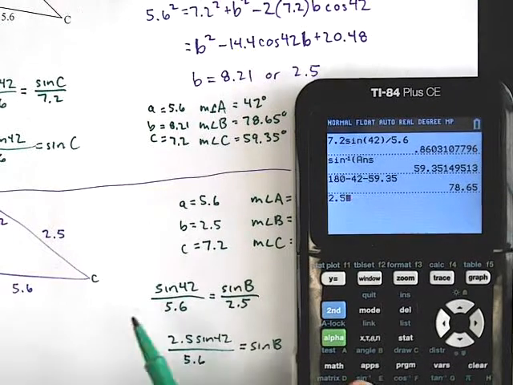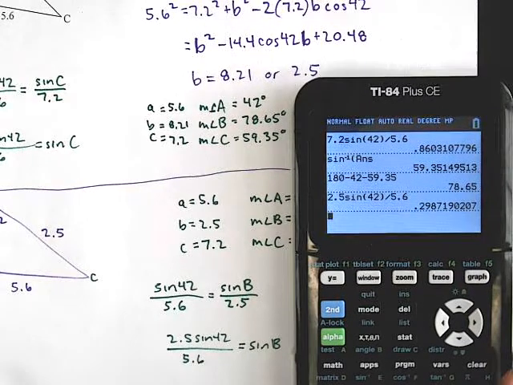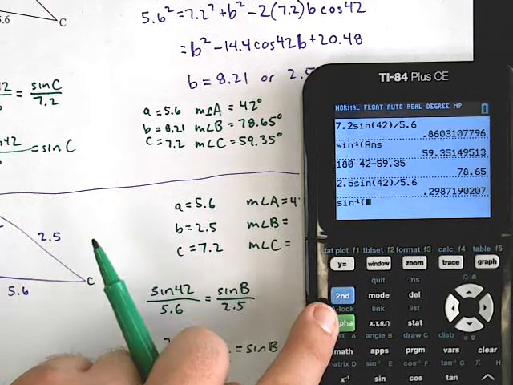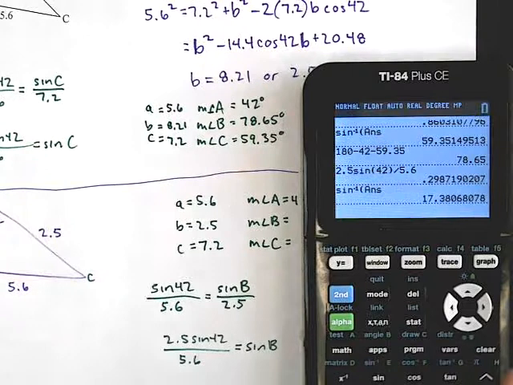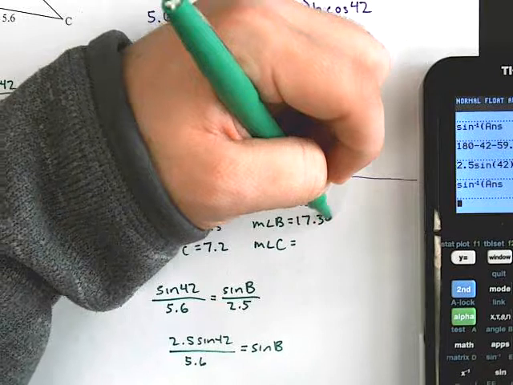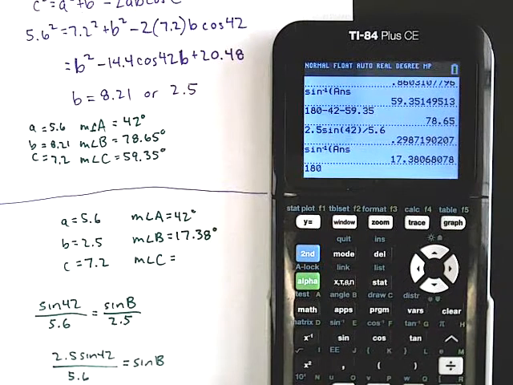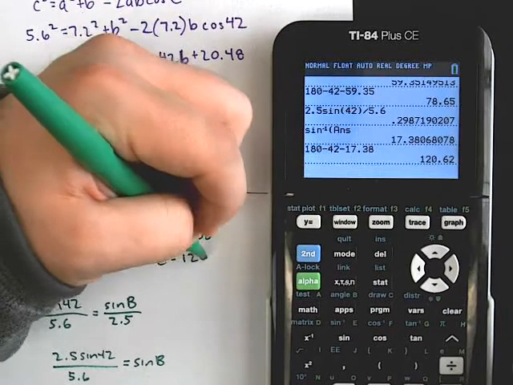Let's go to work. So 2.5 sine 42 over 5.6 is 0.2987. Now remember, that is the ratio. I want the angle, so I take the inverse sine of the answer: 17.38 degrees. And once again, once you have two, you can always get the third by subtracting. So 120.62. All right?